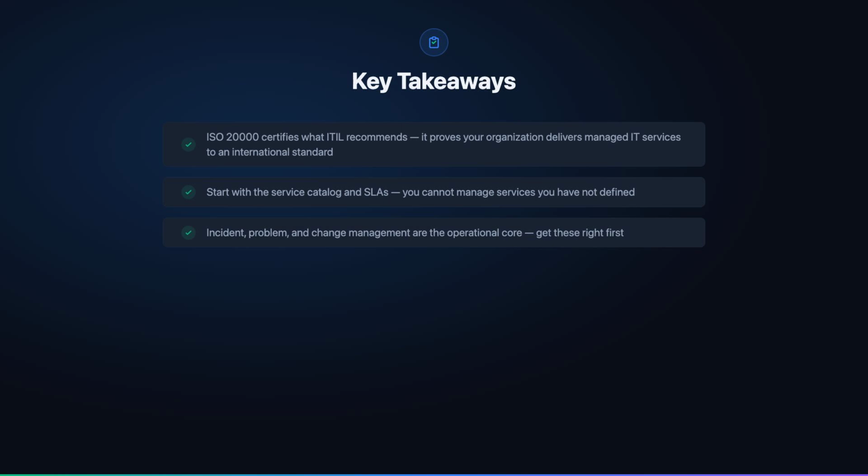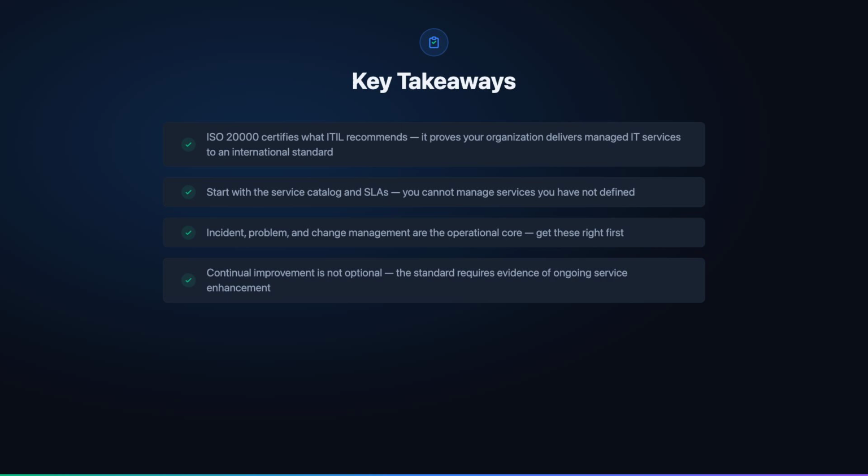Third, incident management, problem management, and change management are the operational core of ISO 20000. These three processes handle the vast majority of daily service management activity. Getting them right first provides the greatest immediate impact on service quality.